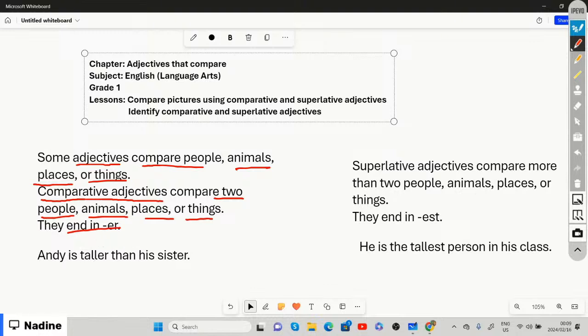And if we look at an example, it says Andy is taller than his sister. And like I was saying, you're comparing two people to one another. In the sentence, Andy is taller than his sister, we are comparing Andy's height to his sister's height, which means that Andy is taller than his sister. So his height is more than what his sister's is.